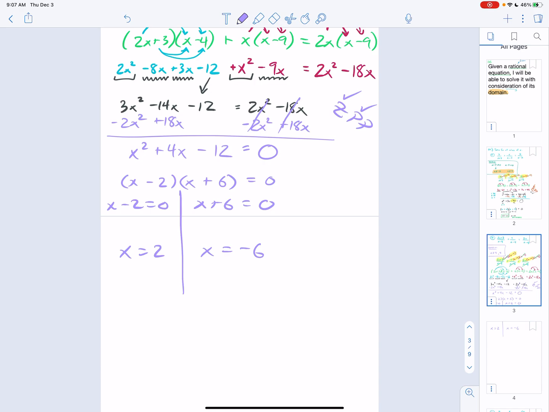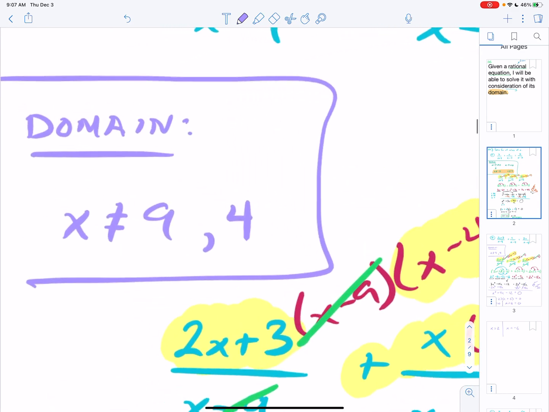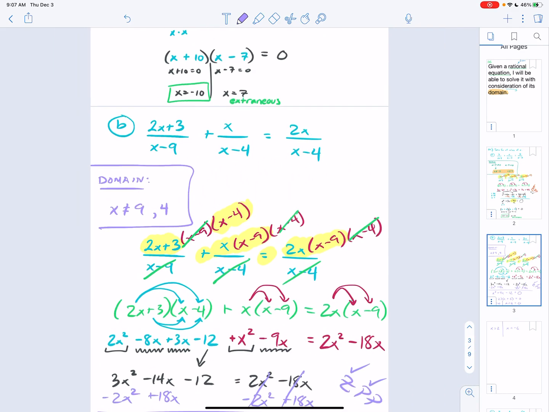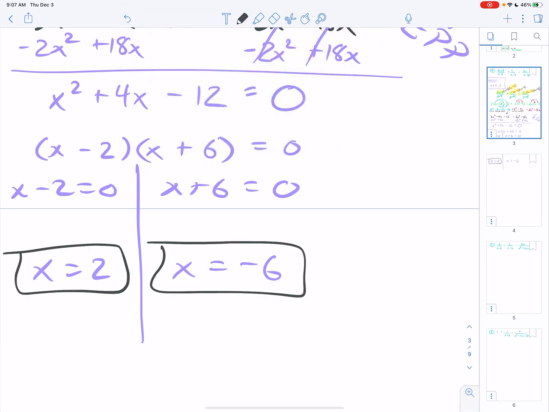All right, but before I box this, let's go back and check our restrictions. At the beginning, I said that x cannot be 9 or 4. Do we have 9 or 4 here? We don't, so we have 2 good solutions. So on Delta Math, you would just write x equals 2, comma, then negative 6.